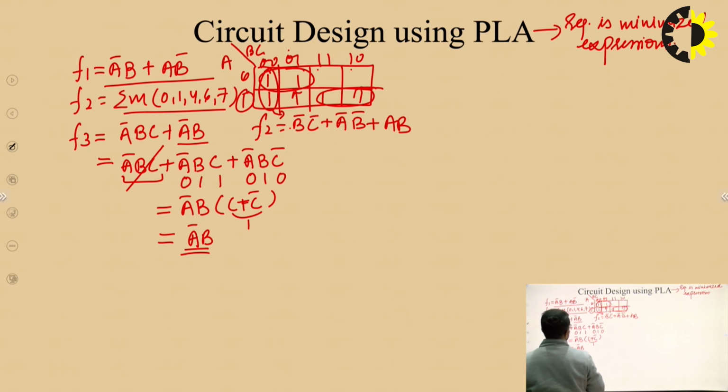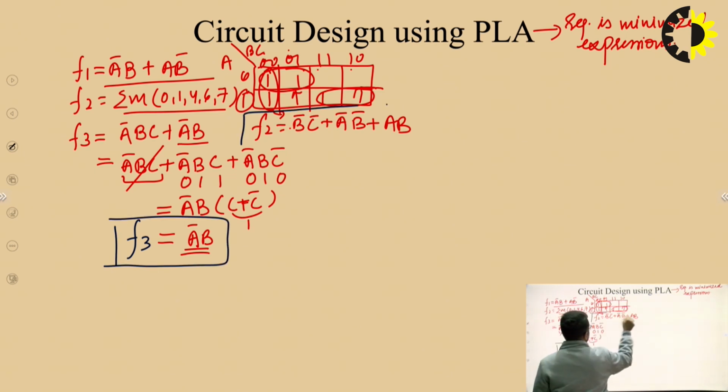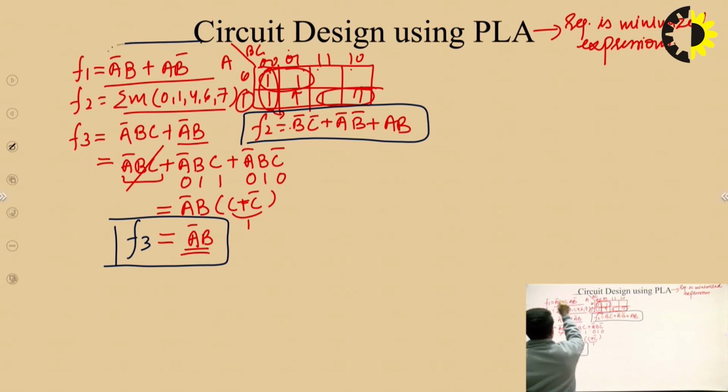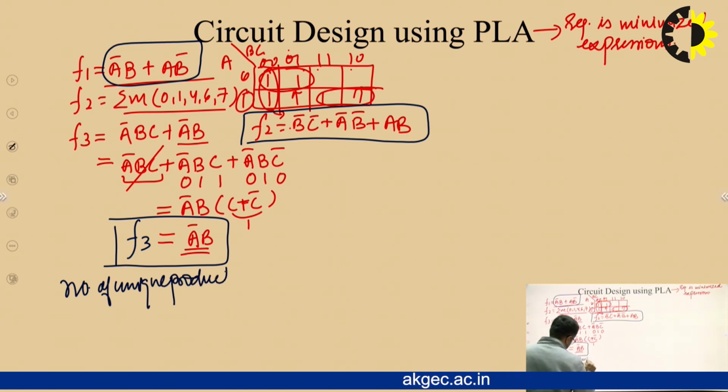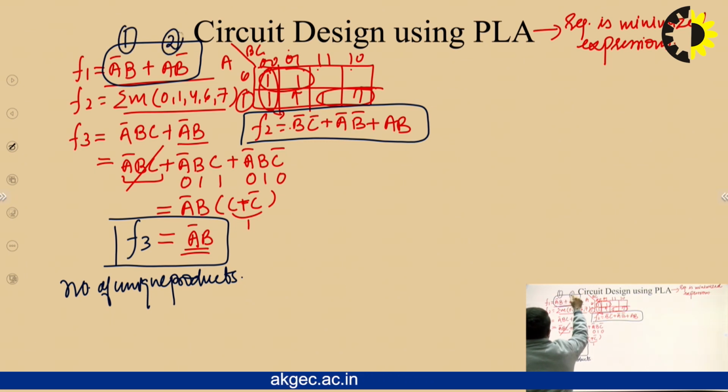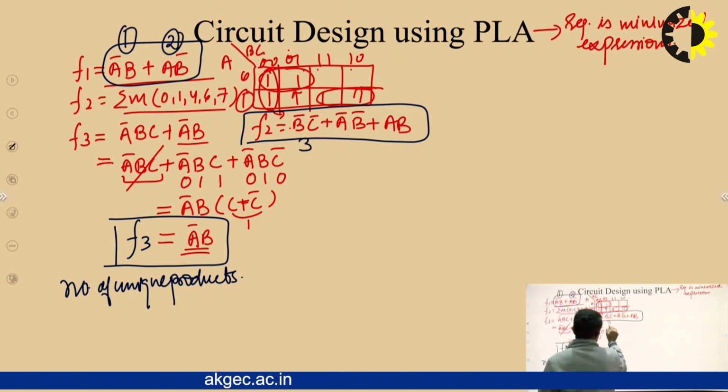So all three expressions are available to me. Let's highlight these expressions. So this is F3, and this is my F2, and this is F1. Okay. So I have to check how many unique products are there. This is product number 1. This is product number 2. This is product number 3.